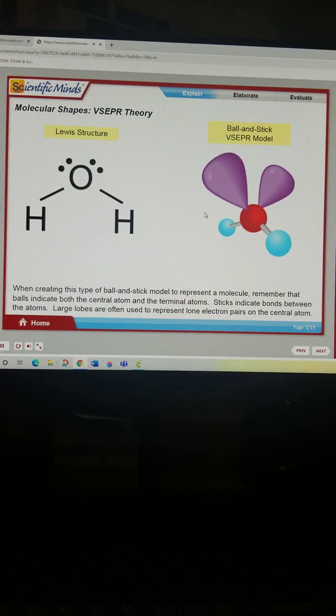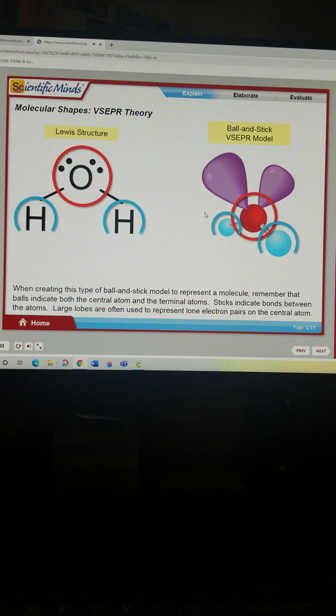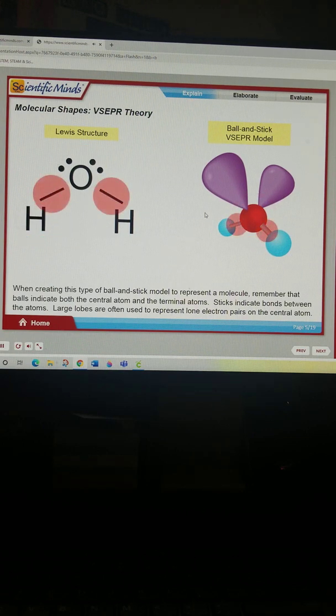When creating this type of ball and stick model to represent a molecule, remember that balls indicate both the central atom and the terminal atoms. Sticks indicate bonds between the atoms. Large lobes are often used to represent lone electron pairs on the central atom.